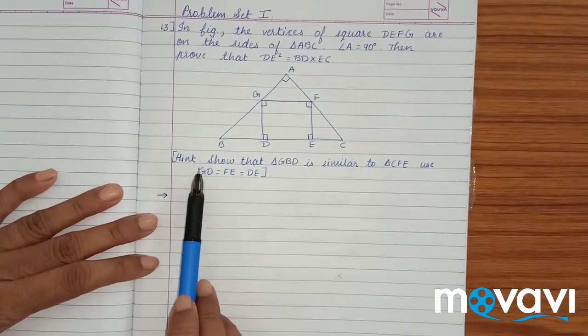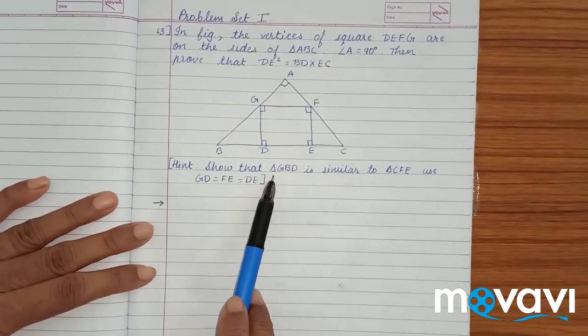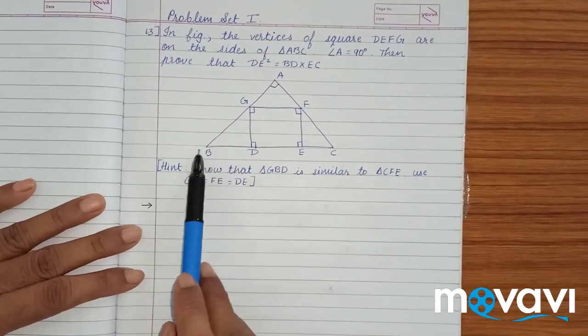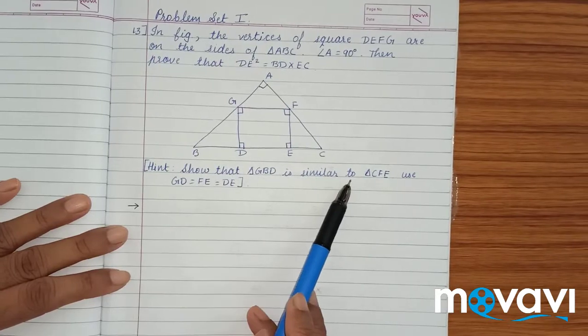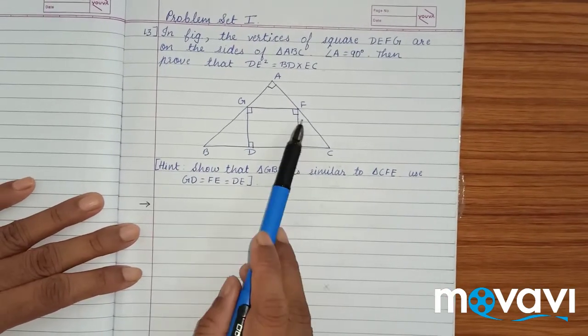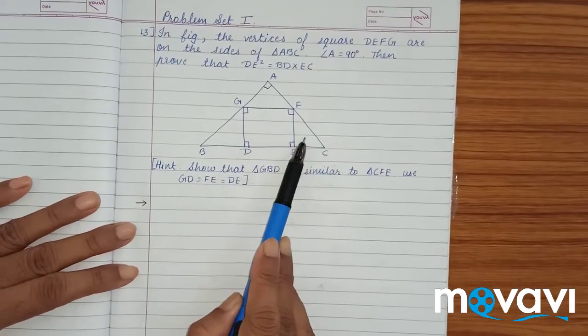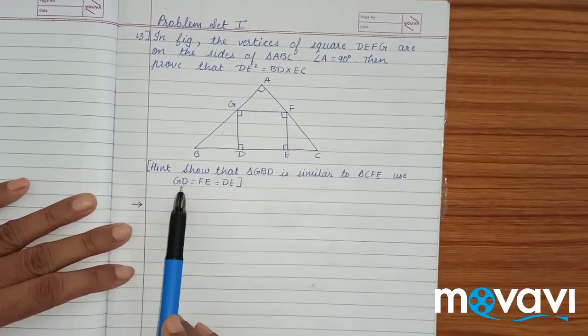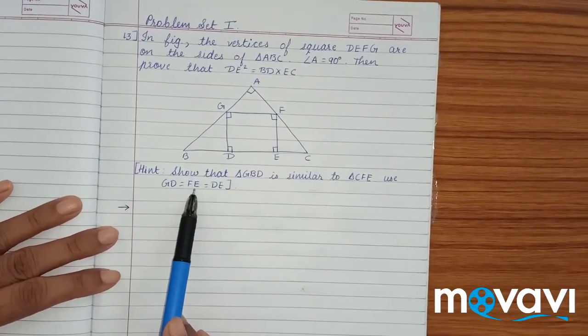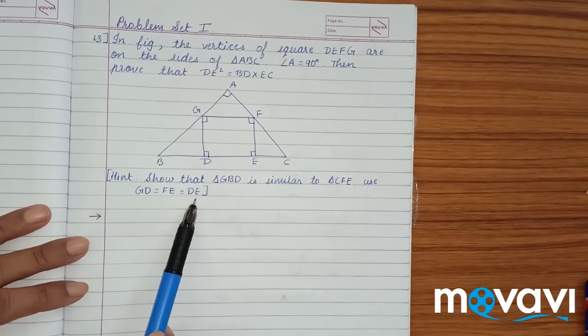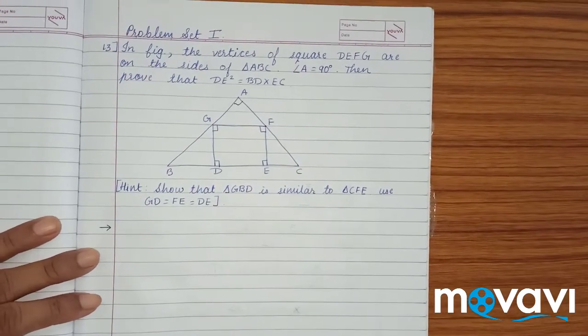Now they have given one hint: you have to show that triangle GBD, see where it is, GBD is similar to triangle CFE. This triangle is similar to this triangle. Use that GD is equal to FE is equal to DE. You are supposed to use this, so let us make use of it.